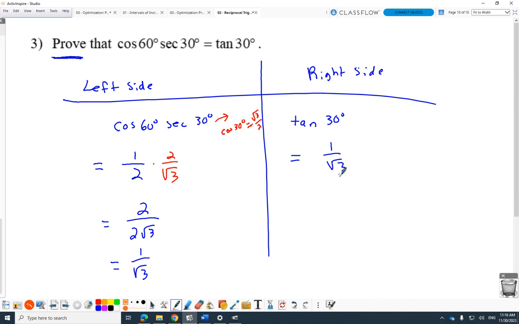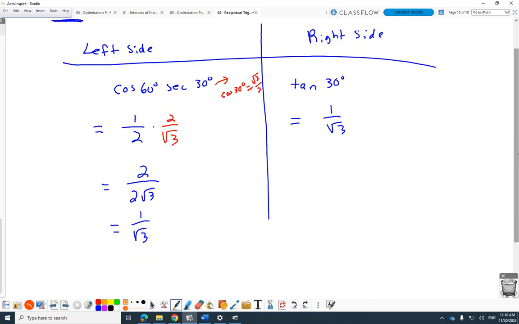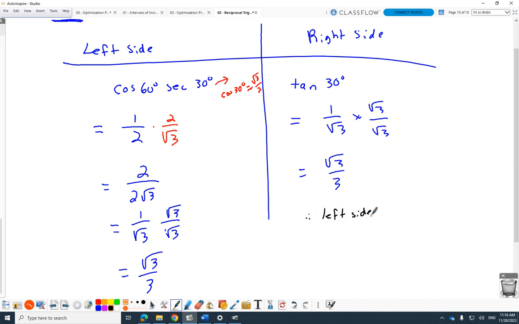But to make sure no one goes home unhappy, I will do that to both sides. Times √3 over √3. I get √3 over 3. And over here, I times by √3 over √3. And I get √3 over 3. And everybody goes home happy and not thinking I'm about to change the rules, because I'm not going to. And we write something like this at the end. There's lots of things you can write when you've done a proof. Therefore, left side equals right side.